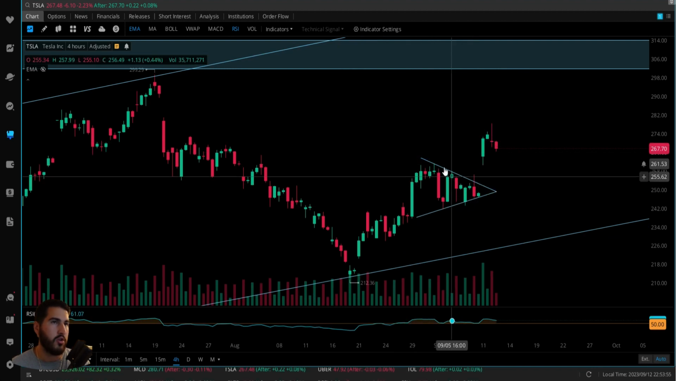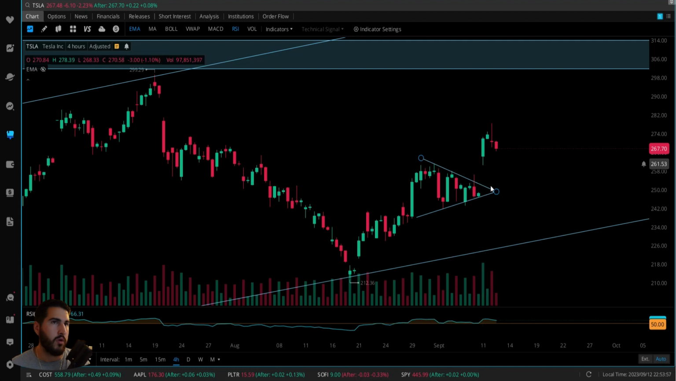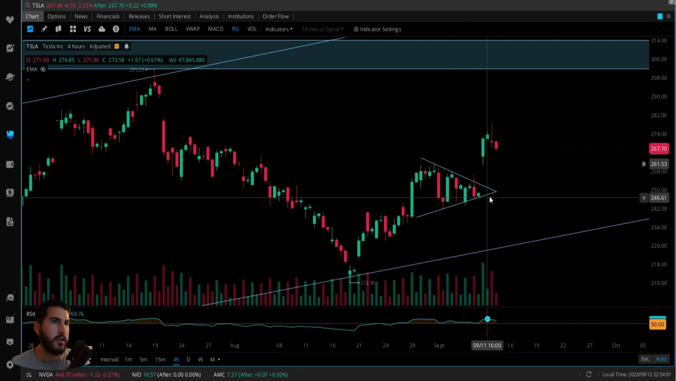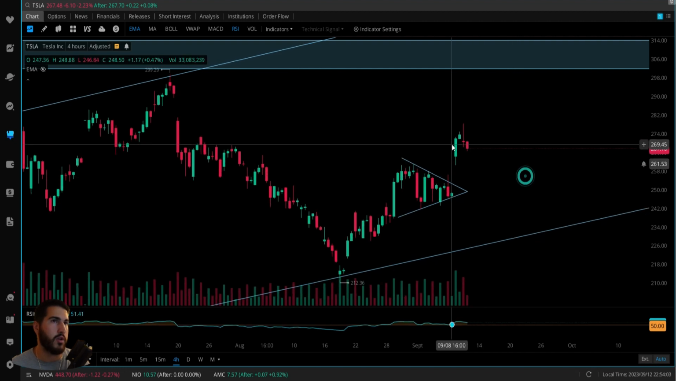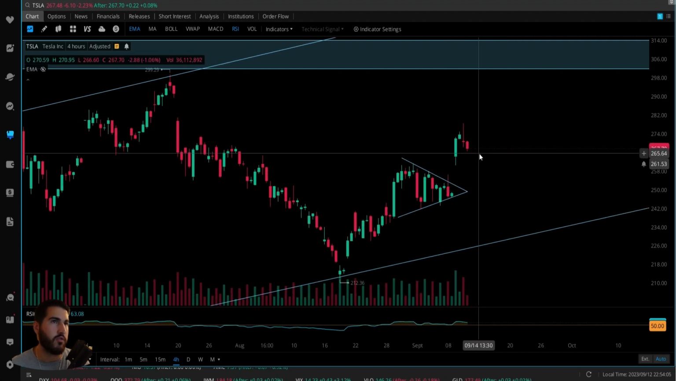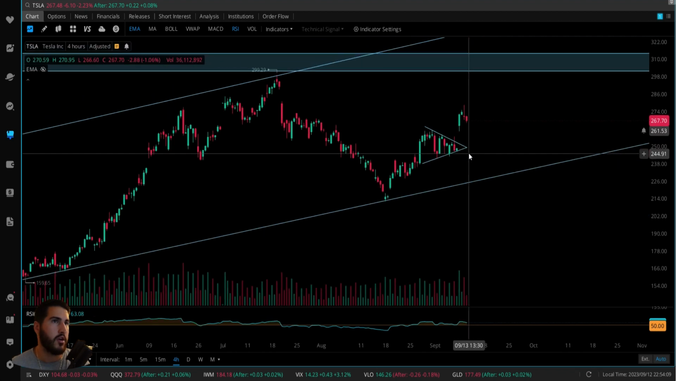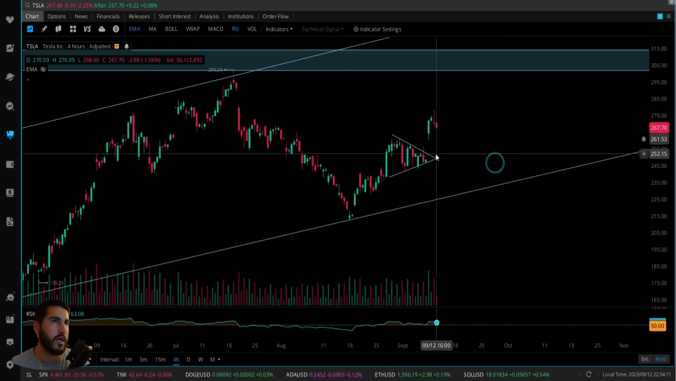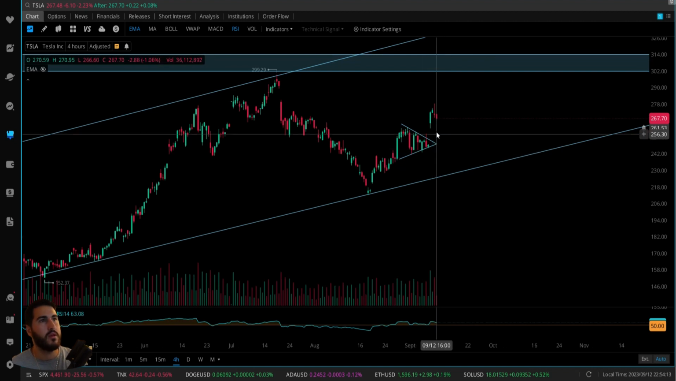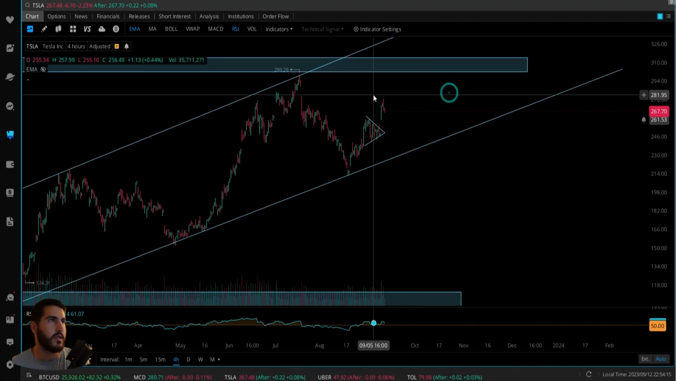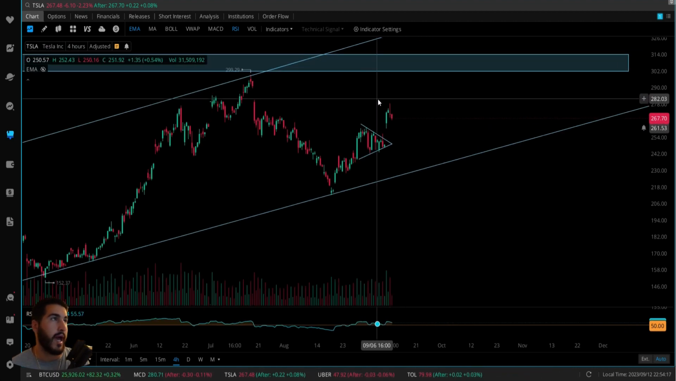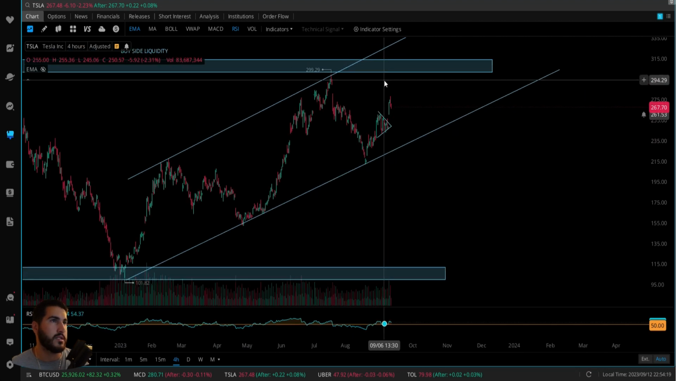Higher lows, lower highs, a point of convergence that eventually broke out, and now we are going to sell off for a little bit, allow for a fair value gap to happen, for longs to get long in the stock and move the stock higher. That is my personal opinion of what's going to happen with Tesla stock.